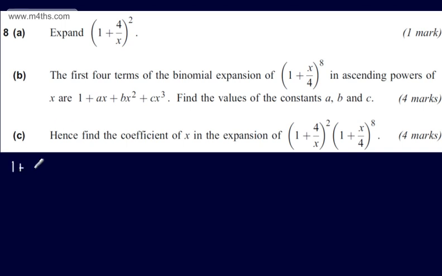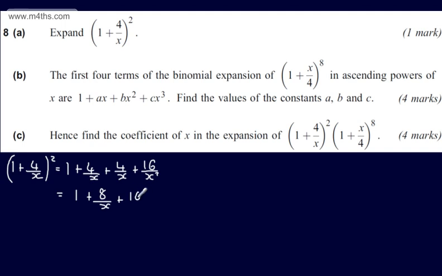So we can say 1 plus 4 over x all squared will be equal to 1 plus 4 over x plus another 4 over x, and then we're going to have plus 4 squared over x squared, which will give me 16 over x squared. We can tidy this up. We're going to get 1 plus 8 over x plus 16 over x squared.